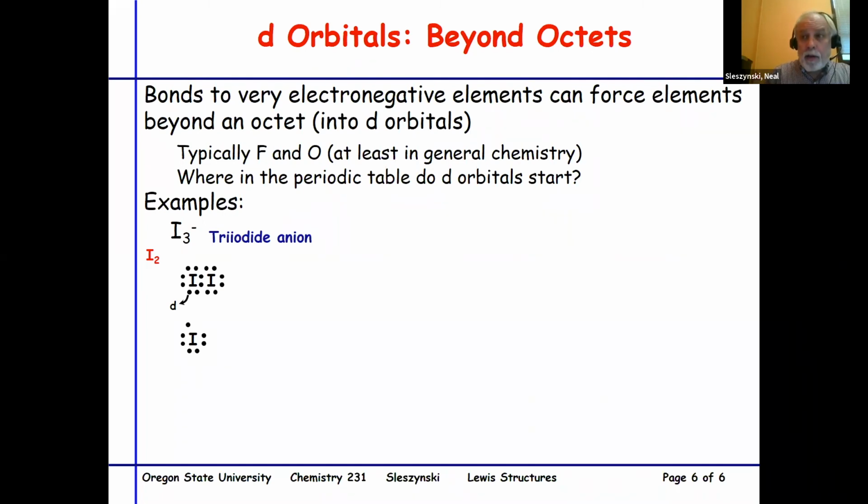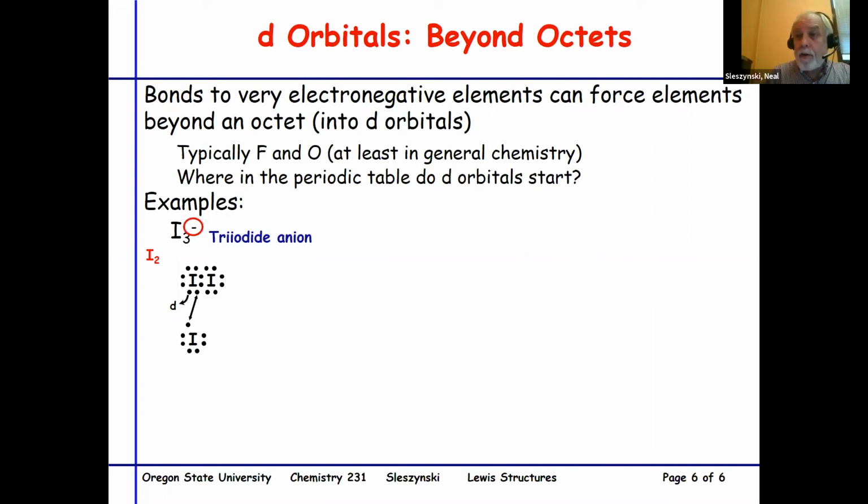Now the remaining electron in that p orbital is unpaired. We can pair that up with the additional iodine atom that we're bringing in. So now we've got an octet in that third iodine atom we've brought in. That unpaired electron in the d orbital is unstable. Those electrons like to be paired.